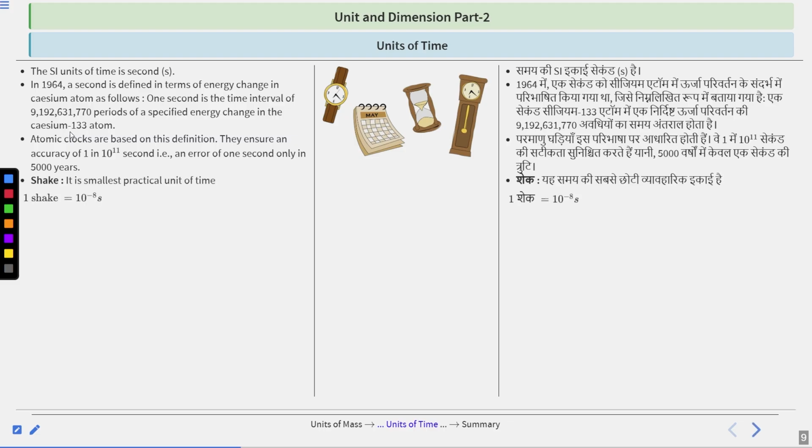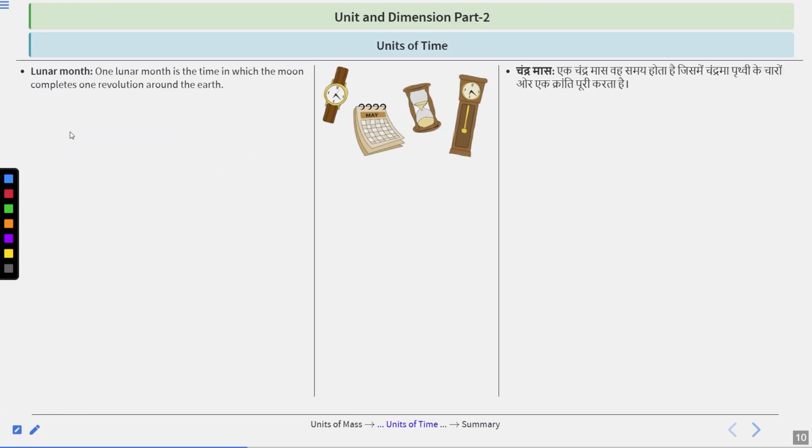Shake, it is the smallest practical unit of time. 1 shake equals 10 to the power minus 8 seconds. Now, lunar month. One lunar month is the time in which the moon completes one revolution around the earth. Remember, whenever the term lunar is used, we are comparing it with the moon. So when we say lunar month, we are not talking about the calendar month that we use. It is not like this.